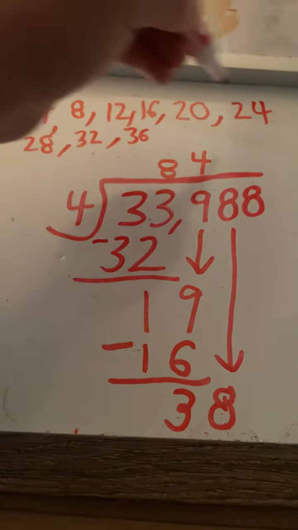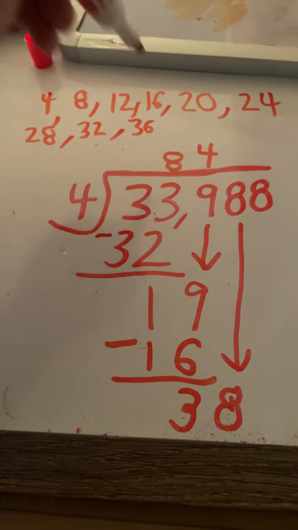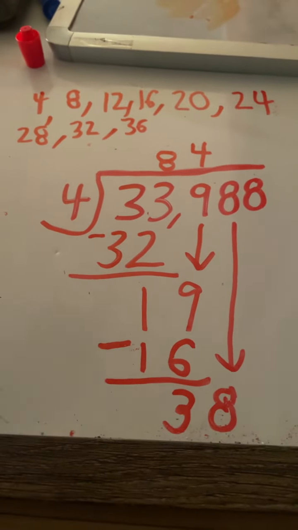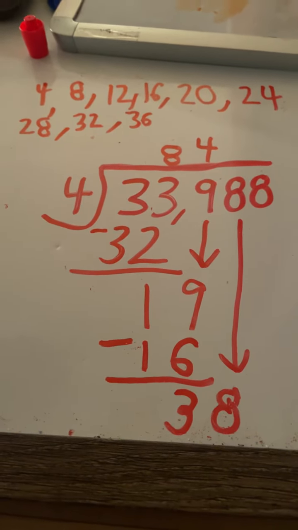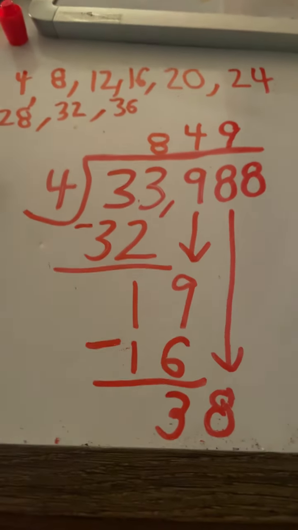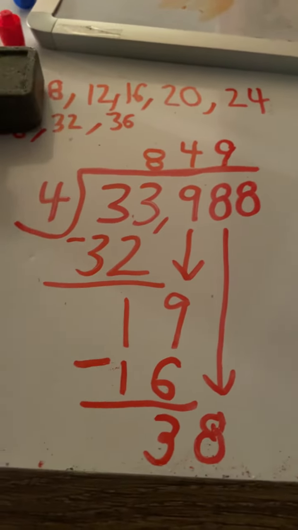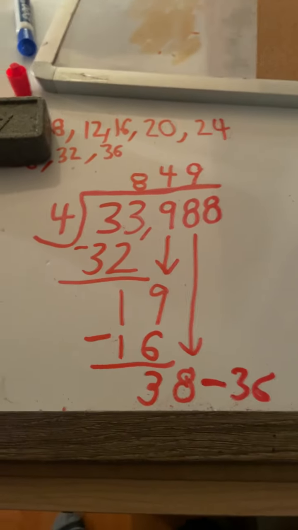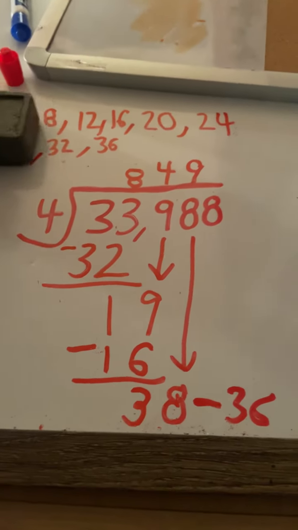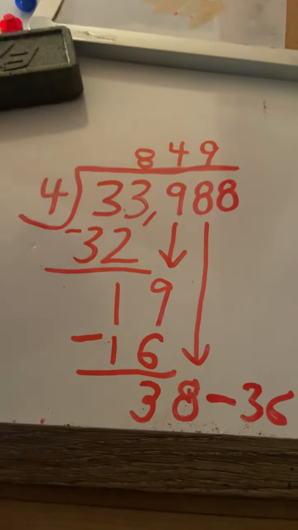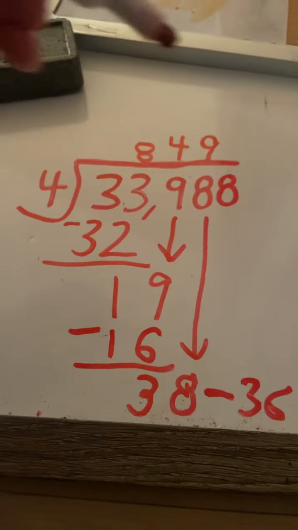But I was able to count by 4 9 times. And I was able to get 9 groups of 4 within 38. So the 9 is what goes above this number. So now 38 minus 36. I should have left more room. I should have definitely left more room, but going to make the best of it. So 38 minus 36 equals 2.